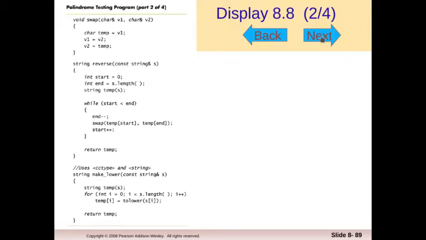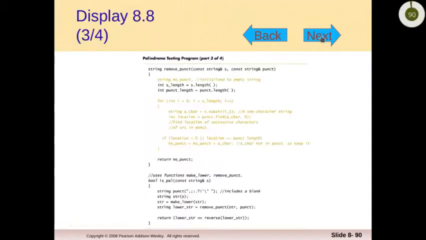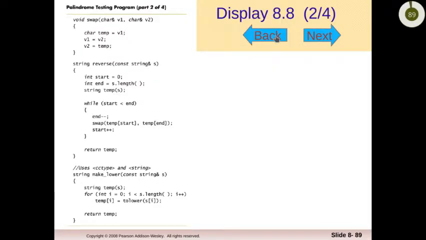Okay, that's the reverse function. The make lower function here is just a loop that goes over every character in the string and replaces it with the to lower of that character. Basically, that's what it does.